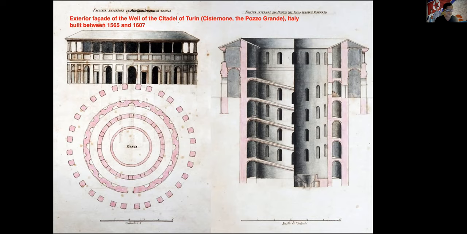And this citadel and this well provided a perennial water source. It also has a double helical ramp, similar to the one that we just saw in St. Patrick's Well in Orvieto. This well is called Pozzo Grande, which probably means big well or great well. And this was designed by Francesco Paciotto.